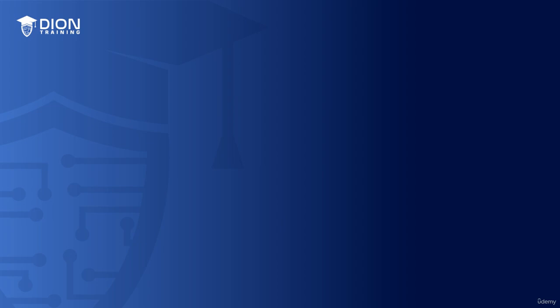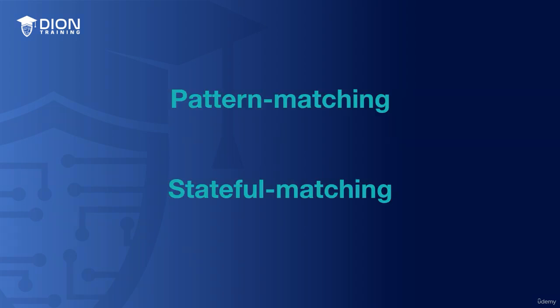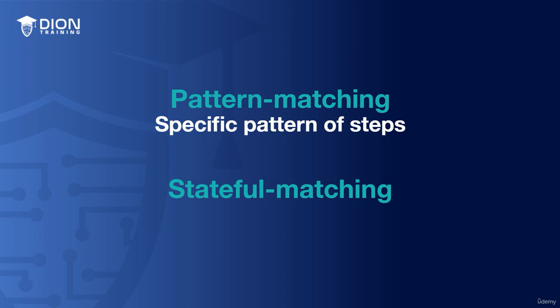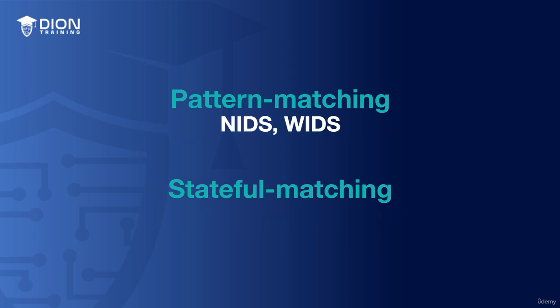Now, signature-based IDSs are further broken down into two types. We have pattern matching and stateful matching. Pattern matching is going to focus on a specific pattern of steps that are being recognized during an attack. Stateful matching is going to focus on a known baseline of a system and reporting any changes to that state. Pattern matching is more common in network-based IDSs and wireless IDSs, while stateful matching is more commonly used with host-based IDSs.